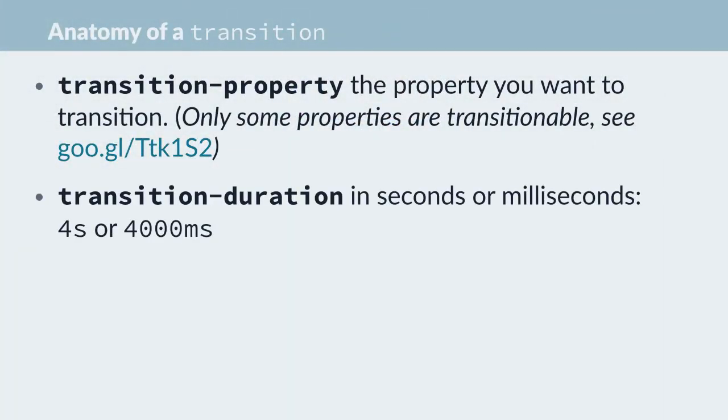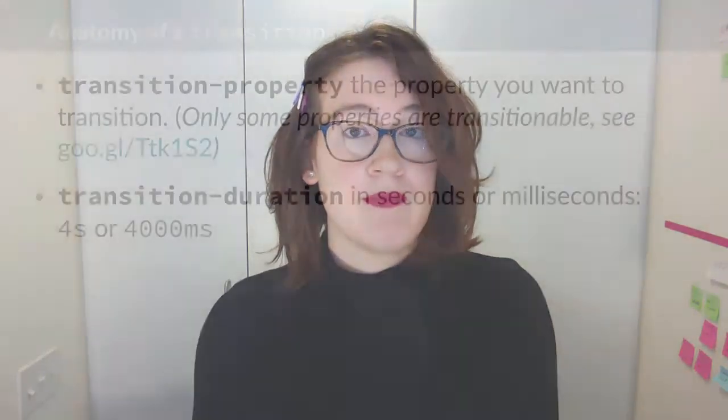Then there's the transition duration. You can write this in milliseconds or seconds. I tend to prefer using milliseconds, mostly because most of the transitions and animations I do don't last more than a second, and also because JavaScript takes milliseconds by default. This makes it a little easier to read your CSS and your JavaScript side by side.